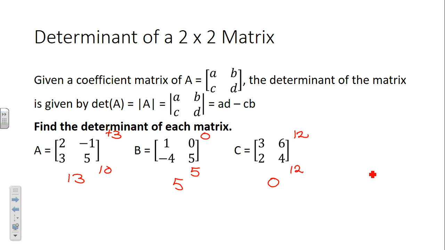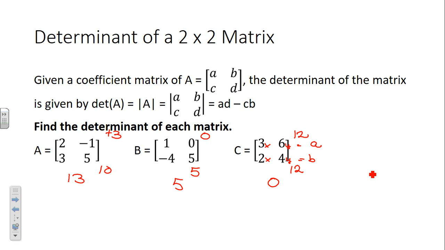Which of these 3 matrices would not have an inverse? C, because we can't divide by 0, right? And it makes sense if you think about it. If this was the coefficient matrix for some equation, and we had 3x plus 6y equals some number, and 2x plus 4y equals some number, what would be the relationship between those lines? They'd have the same slope, right? They're basically multiples of each other, kind of.